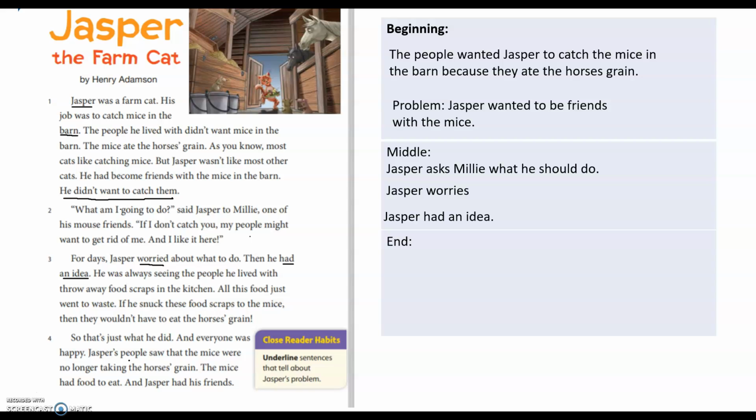So how was the problem solved at the end of the story? The problem was solved by Jasper sneaking food scraps to the mice. So now the mice are no longer eating the horse's grains. You're going to be answering a discussion question today, and you're going to be describing what happens at the beginning of the story.